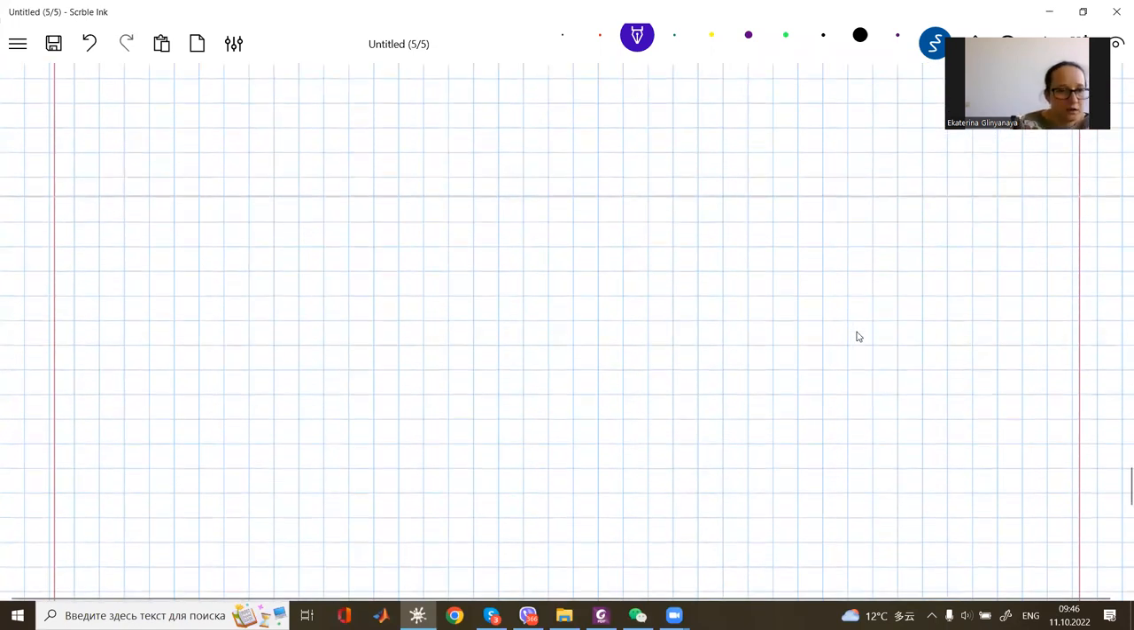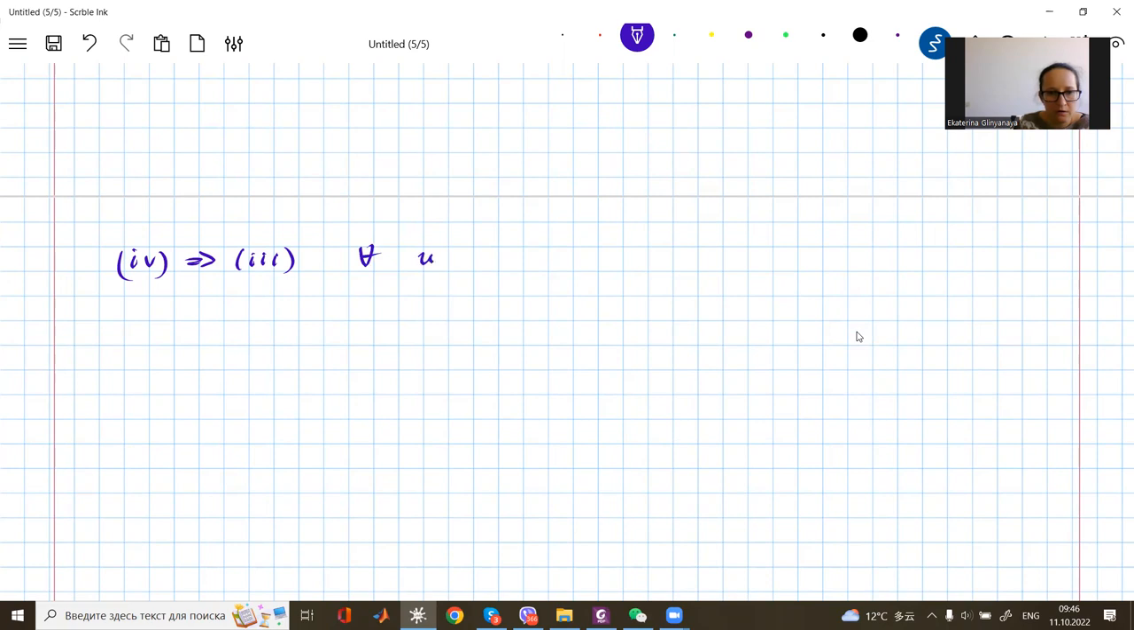Now let us prove from four to three. So here is a simple step, because we know that for any measurable function from x to R plus, we have equality in distribution of the integral of u dη and the integral of u dη'. So from this follows that, of course, the Laplace transform for non-negative random variables are equal.